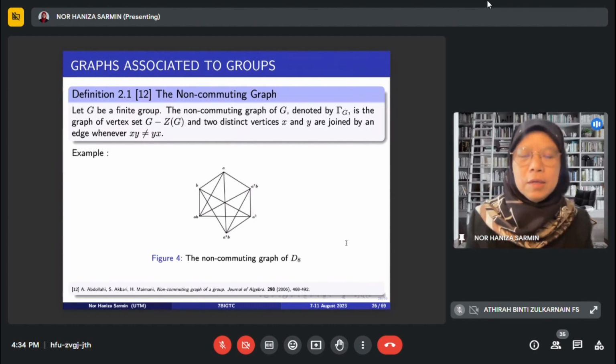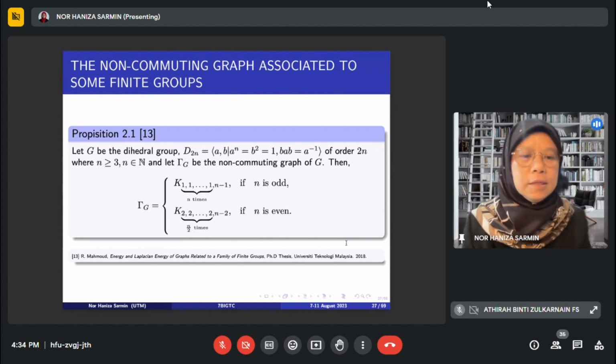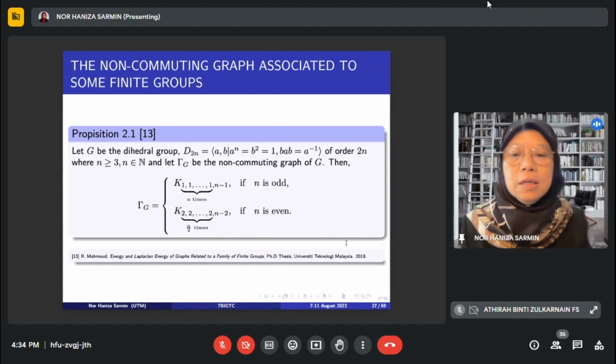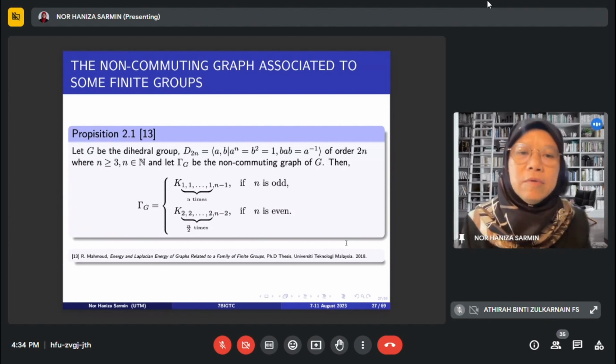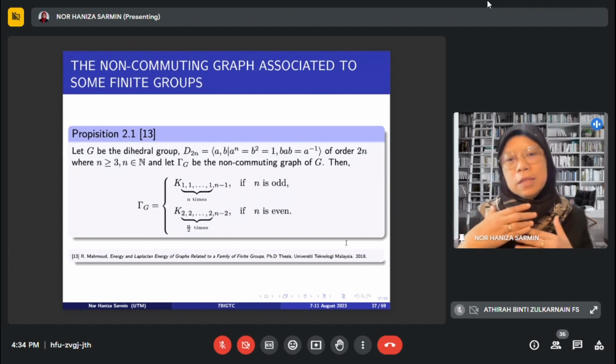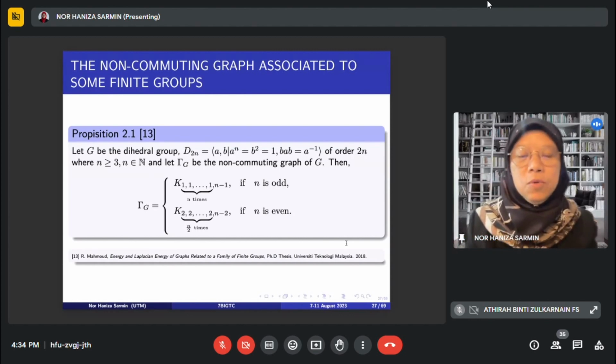And we join the edges whenever the vertices don't commute. Okay. And we see some researchers found the non-commuting graph for some groups. For example, in 2018, the non-commuting graph of the dihedral group was found to be a multipartite graph. And this is separated into the cases where n is odd or n is even, in which the order of the dihedral group is 2n.